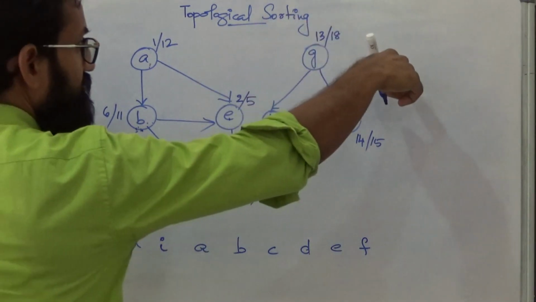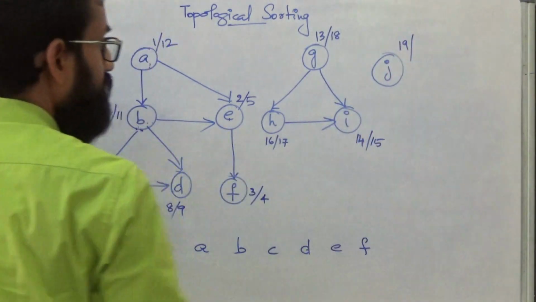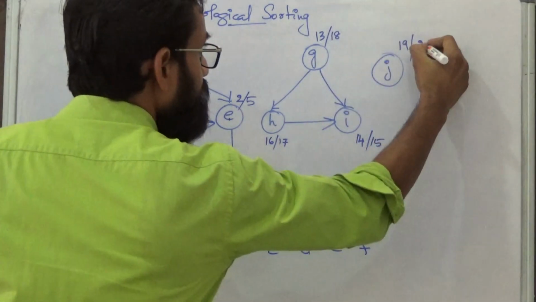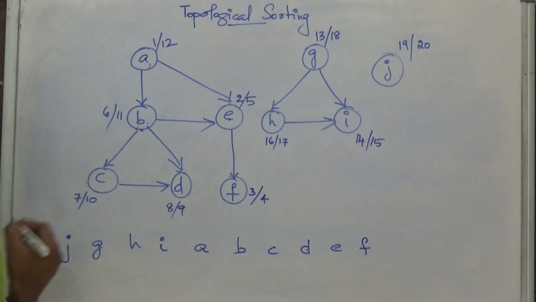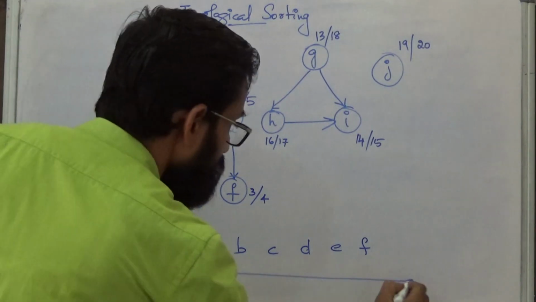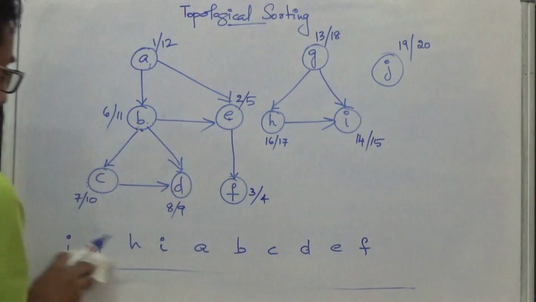Now you can start DFS visit from J. At time t equal to 19 you are discovering J, and at time t equal to 20 you are finishing J. So whenever you finish, add it to front of the list. So this is the topological sorted sequence.